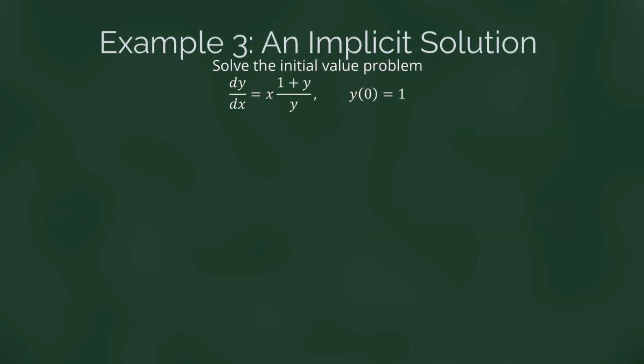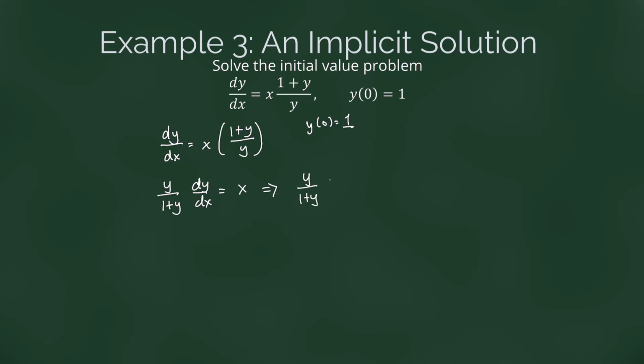Let's take a look at what happens when we try to solve this initial value problem. We have dy/dx is equal to x times (1 plus y) over y, and the initial condition that y of 0 is equal to 1. We're going to separate this, so we'll multiply both sides by y over y plus 1 to get y over y plus 1 times dy/dx equals x. Multiplying by dx, we get y over 1 plus y dy is equal to x dx.